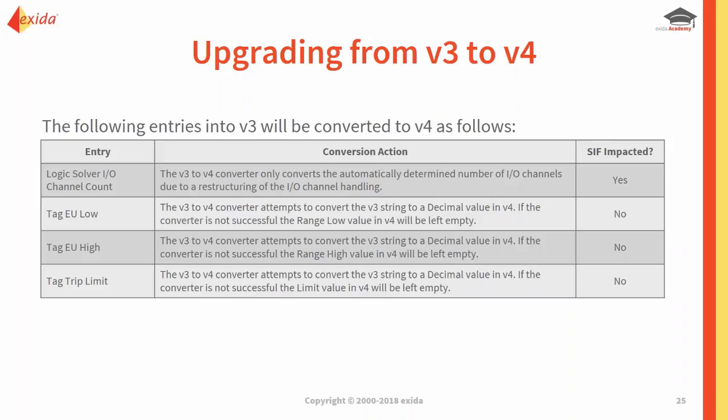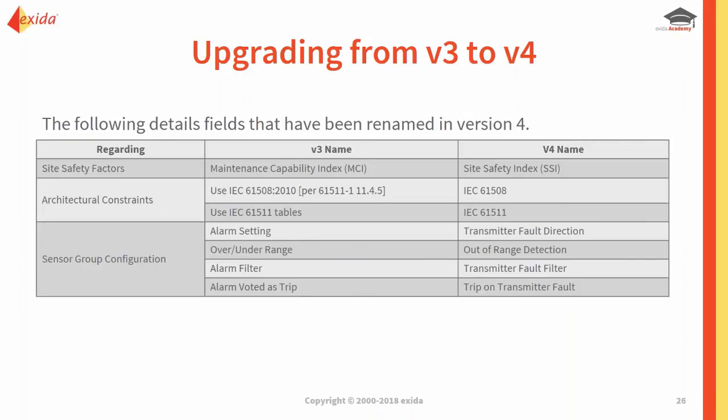So we will convert the string to a decimal, and if we're not successful, then the field will be left empty, and again there will be a warning in the log file that you will have to go and look at. But if you've used this for numerical values in version 3, then the upgrading is not an issue. The converting is not an issue, and obviously it will not impact your calculated probability of failure on demand, because it's just a matter of additional bookkeeping, so to say.